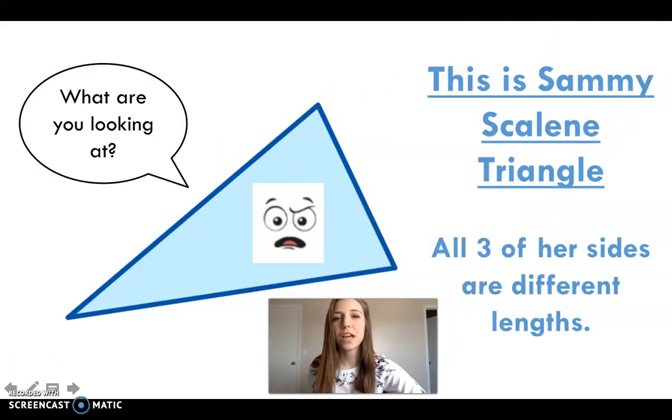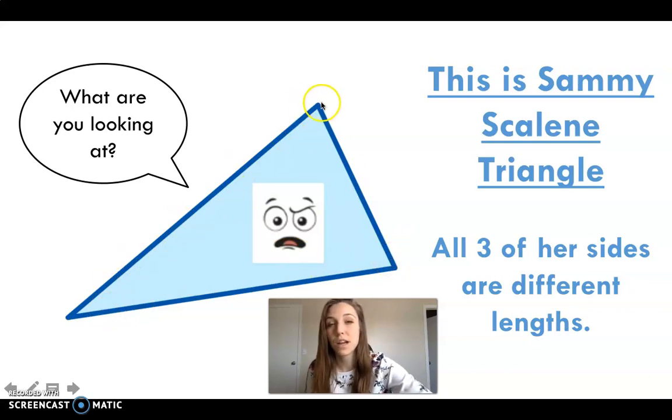This first triangle we have right here is Sammy Scalene Triangle, okay? Sammy Scalene is a little shy, so that's why she's saying right here, what are you looking at? She can be a little shy, but she's really nice, okay? Sammy Scalene Triangle, so a scalene triangle means that all three of her sides are different lengths.